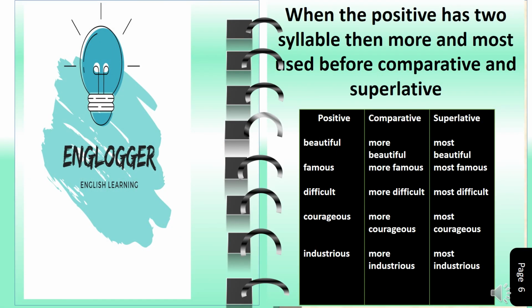Now, when the positive degree has two syllables, then more and most are used before the comparative and superlative degree. In the comparative, we have to use more, and in the superlative, we have to use most. Like beautiful, B-E-A-U-T-I-full. Here the sound of two syllables is coming. Then in the comparative, it becomes more beautiful, and in the superlative, most beautiful. Same with famous, more famous, most famous; difficult, more difficult, most difficult; courageous, more courageous, most courageous; industrious, more industrious and most industrious.